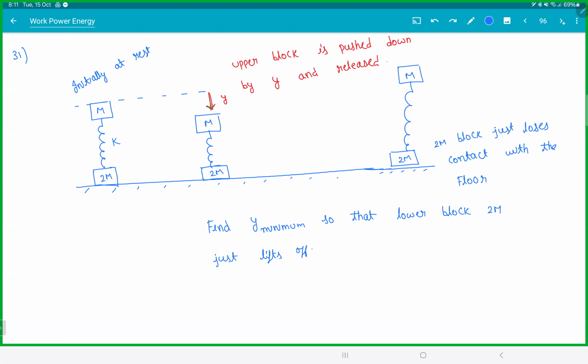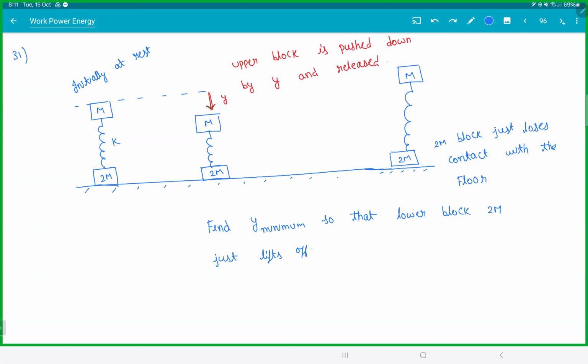Mg by k. One more question, Puroja. When the lower block is lifting off, is the spring compressed or elongated? If the spring had been compressed, that also will push you down. Mg is also down, then why will you go up?